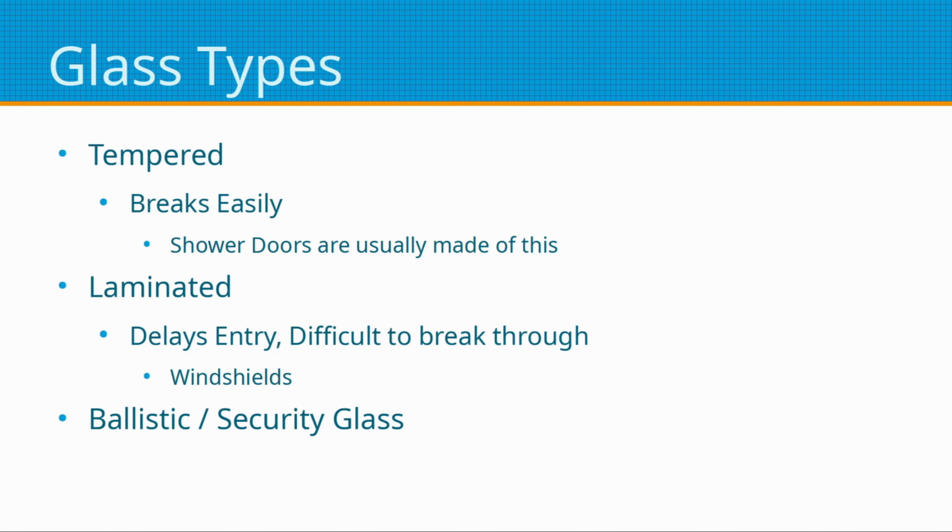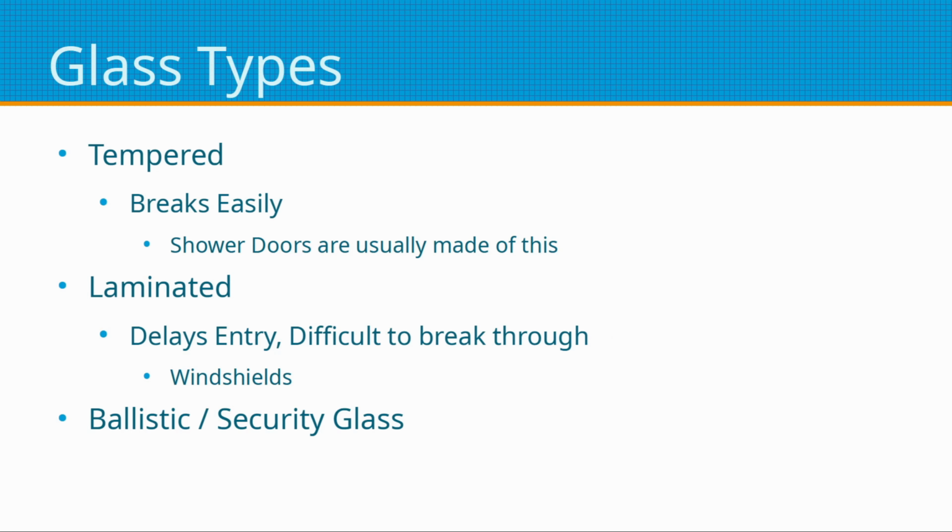So often you're going to see a laminated glass, and the laminated glass is just sheets of glass that are glued together, usually with some sort of a film or something. And so if you break that glass, it shatters, but it doesn't come apart. And so it delays entry. It's difficult to actually break all the way through. And this is the same type of glass you have in the windshield of your car.